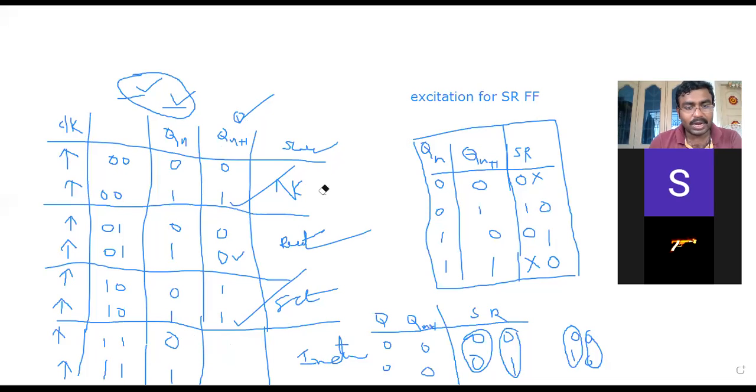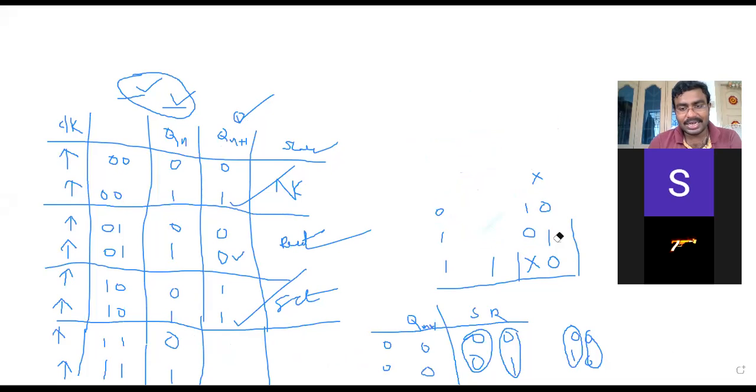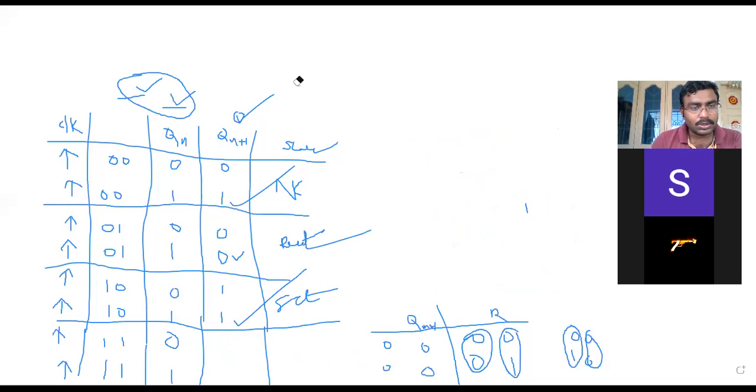With the same information, I'm trying to design the excitation table for your JK flip-flop. Let us look here. I'm taking J and K as my input variables. Your first 3 states remain the same in the case of no change state, reset state and set state. For these 3 states, both SR flip-flop and JK flip-flop remain the same. Only for the last condition, when I'm taking J equal to 1 and K equal to 1, the state changes.